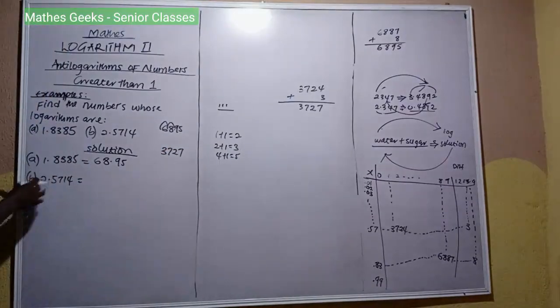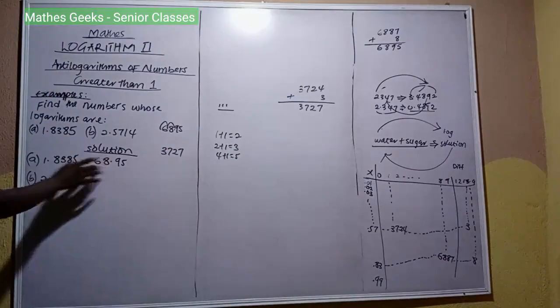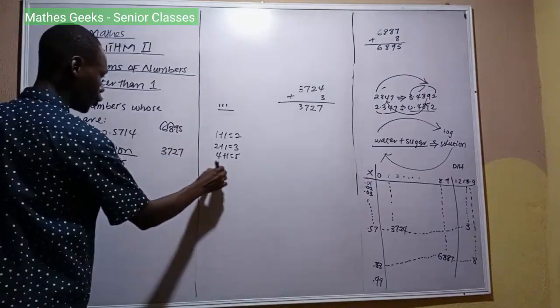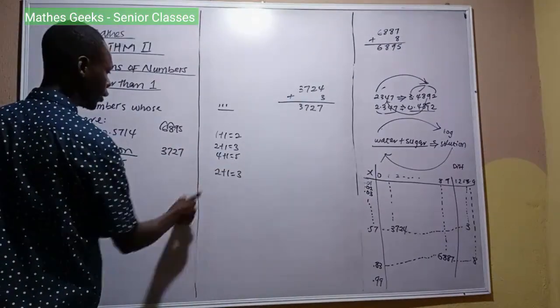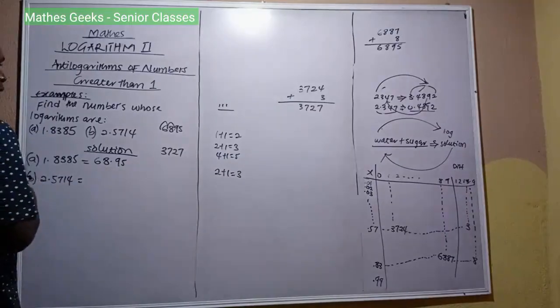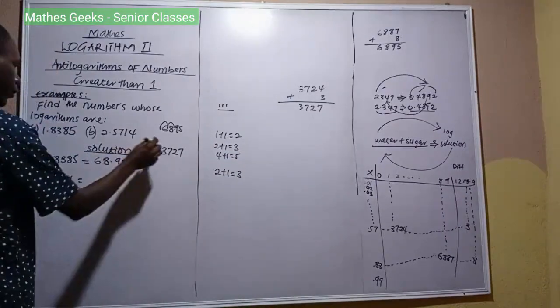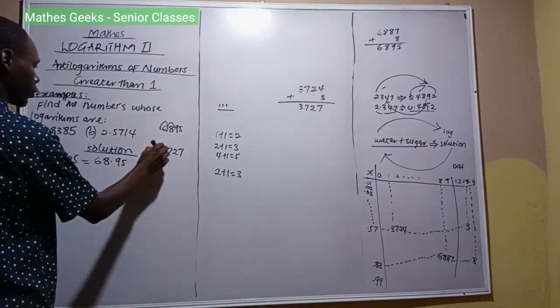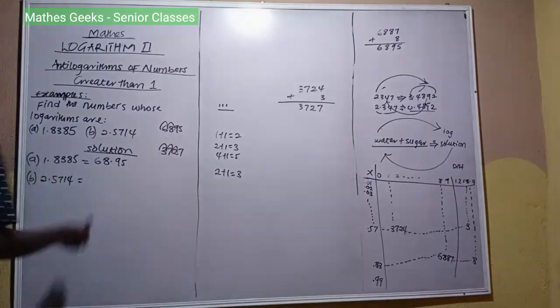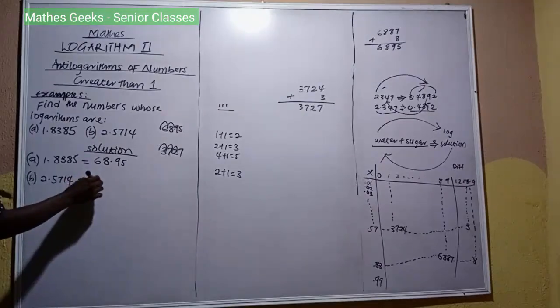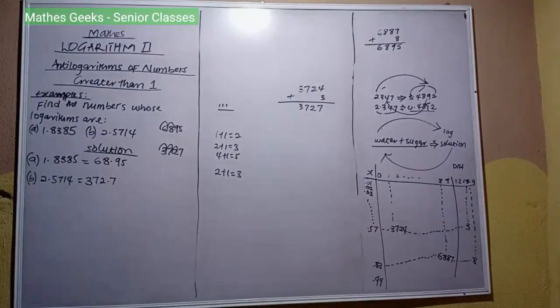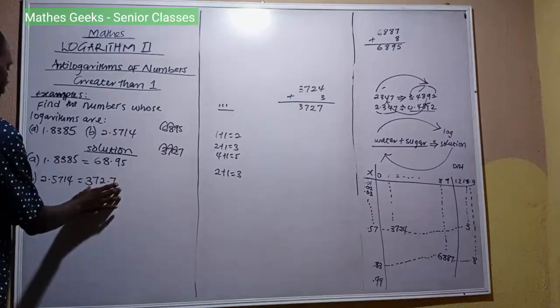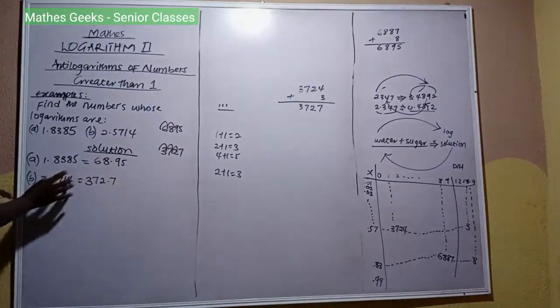Now this 2 you have here, like we did here, is going to be 2 plus 1, which is equal to 3. So that tells you that you're going to move the decimal point 3 places forward from behind. So this will give us 1, 2, 3. That will give us 372.7. That's your answer. So this was a natural number that we got this logarithm value from.